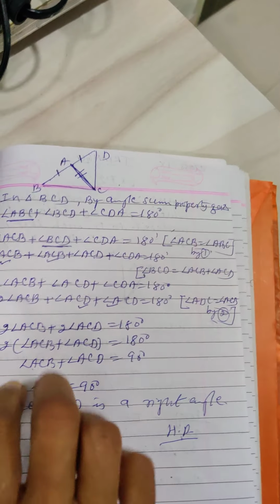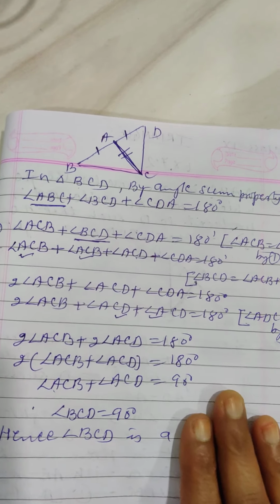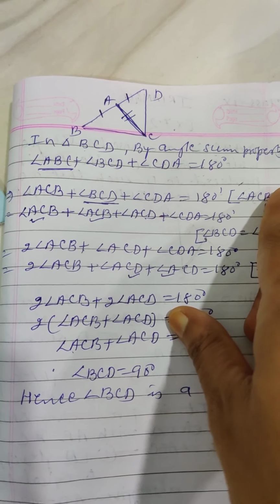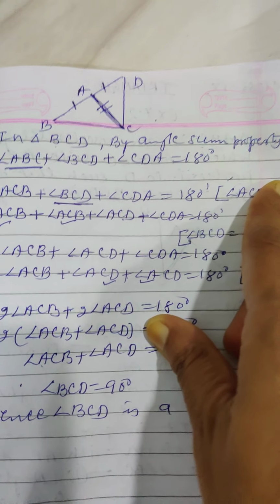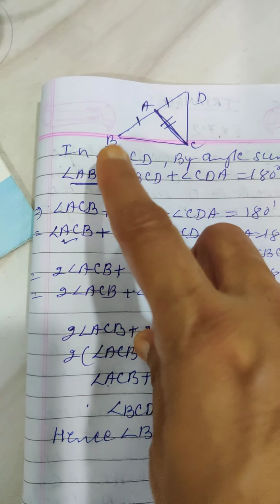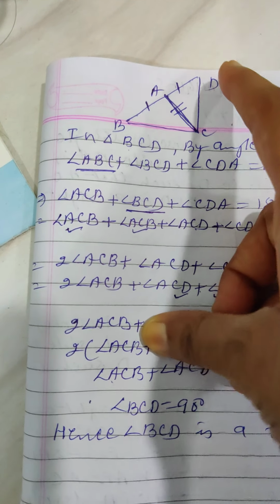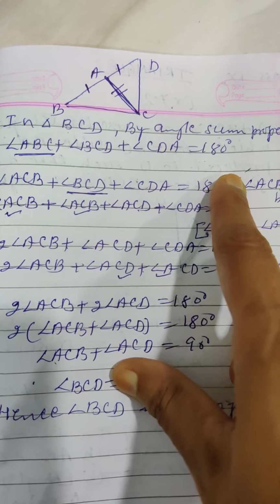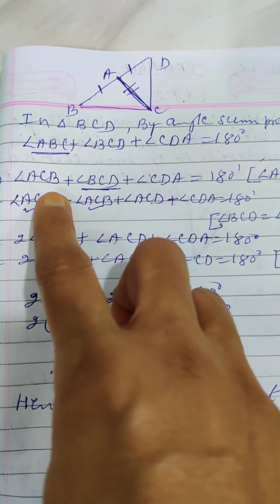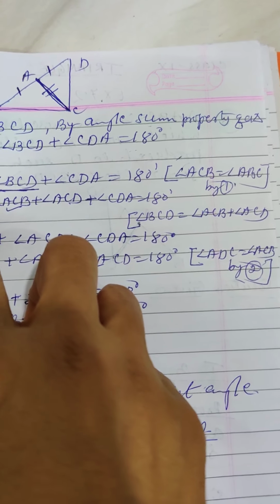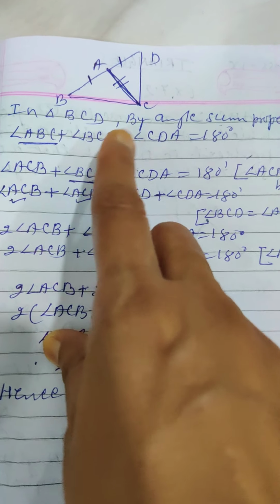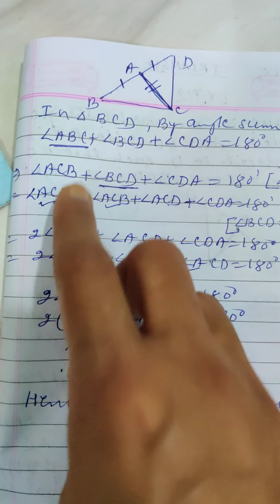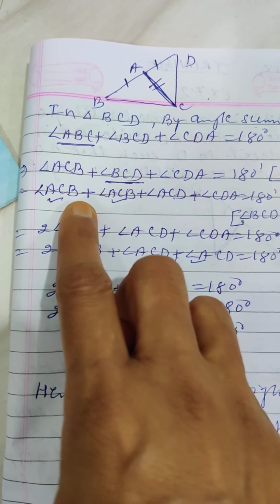Now in triangle BCD, that bigger triangle, by the angle sum property of a triangle, the sum of all the angles of a triangle is 180 degrees. So angle ABC plus BCD plus CDA, all these three angles are 180 degrees. Now ABC is equal to ACB by equation 1, so BCD plus CDA plus ACB is equal to 180 degrees. So we have written ACB in place of ABC.